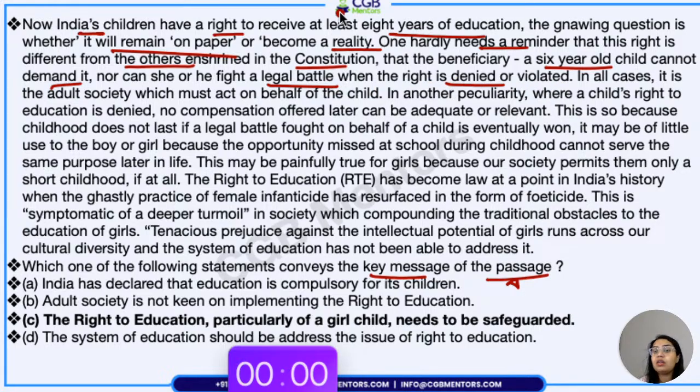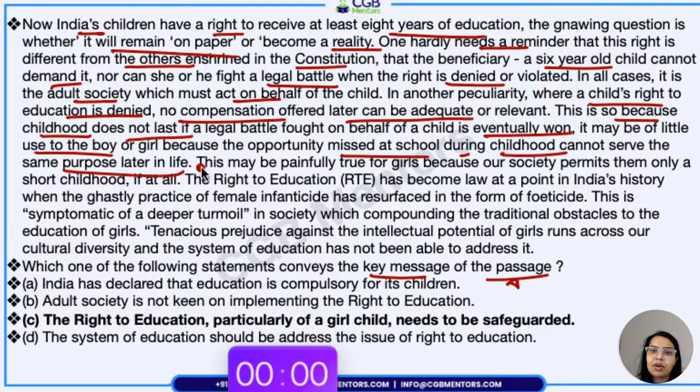So this is something very different from the other rights that we get to see, because those for whom it is meant cannot demand any justice in case the right is not given. In all cases, it is adult society which must act on behalf of the child. In another peculiarity, where a child's right to education is denied, no compensation offered later can be adequate. What can they do later, when it has already been denied. This is so because childhood does not last. If a legal battle fought on behalf of a child is eventually won, it may be of little use to the boy or girl because opportunity missed at school during childhood cannot serve the same purpose later in life.